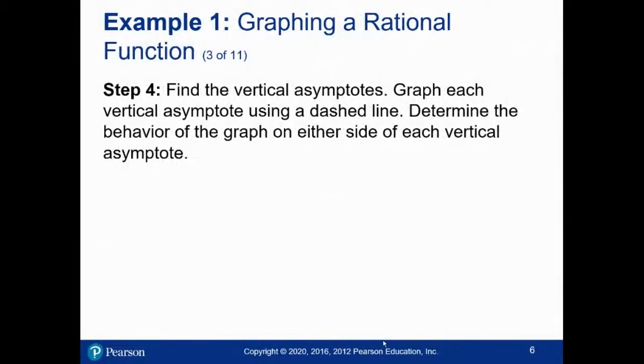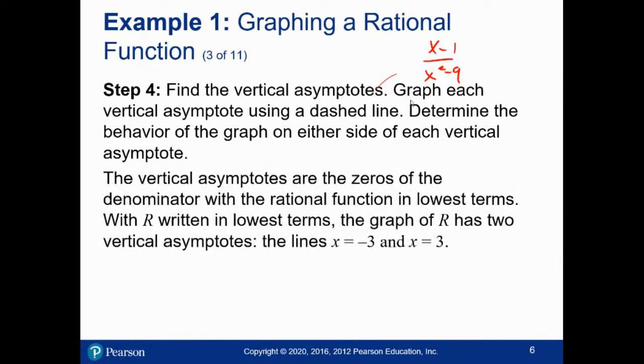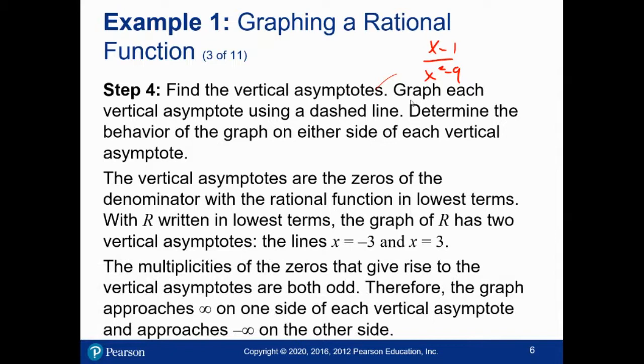Okay, the next step is find vertical asymptotes. Spoiler alert, step 5 is going to be horizontal asymptotes or oblique asymptotes. Okay, so our graph, again, was x minus 1 over x squared minus 9. So to find vertical asymptotes, now that it's in reduced terms, we just find roots of the denominator, which we already found in a previous step. They were x equals 3 and minus 3, so those are going to be vertical asymptotes.